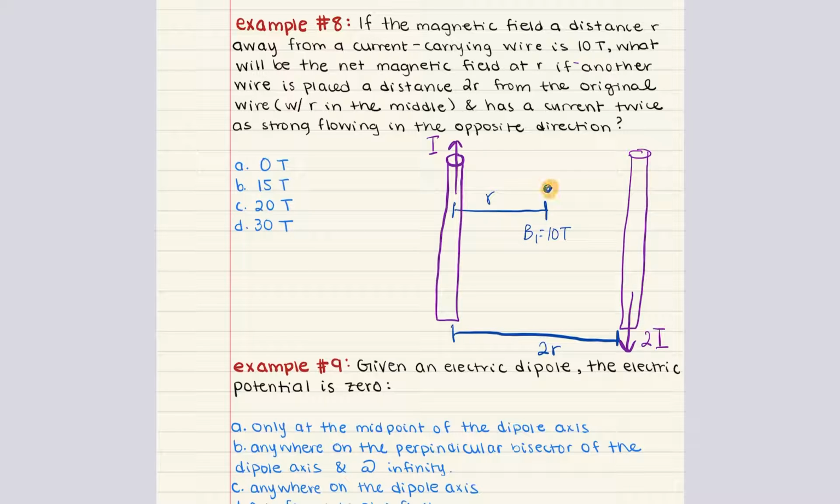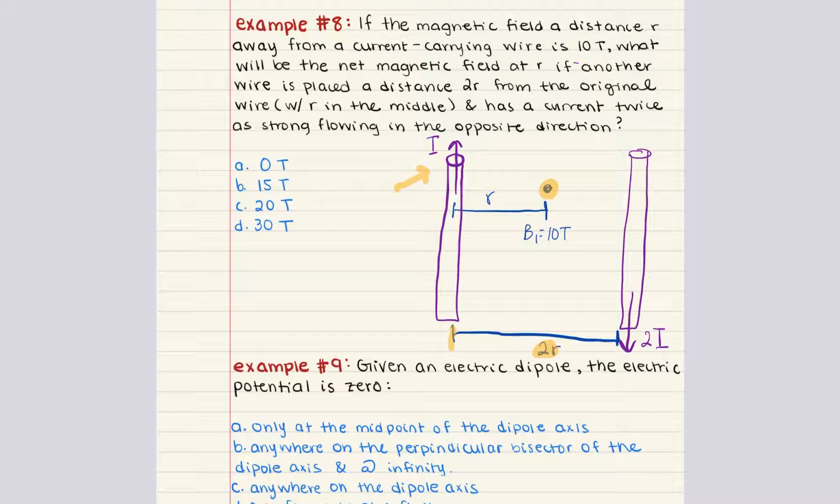So here's this point that we're interested in calculating the net magnetic field at. We know that the effect of this first wire is a magnetic field that's equal to 10 Tesla. When we introduce a second current carrying wire, a distance 2r from our original wire, what is that net magnetic field now at this point if this wire has a current twice as strong flowing in the opposite direction? The first thing we want to figure out is the magnetic field around each of these wires.